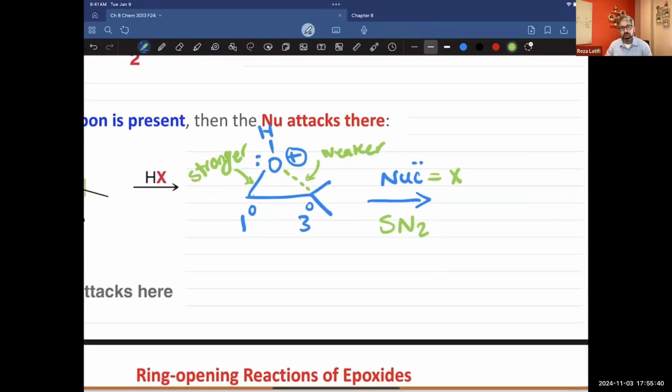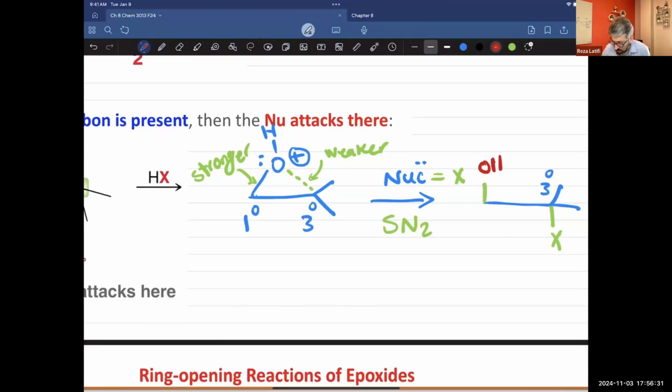Stronger bond. Okay, now the nucleophile is trying to reach the ring, and it will see one carbon with more substituents. Clearly, SN2 does not like more steric effect, but that bond is a weaker bond, and breaking it will be easier. Listen carefully. We have a steric effect on the tertiary carbon, but the connection between the tertiary carbon and oxygen is weaker than oxygen and a primary carbon. So what will happen in this case? The nucleophile will be added to the tertiary carbon. So X will show up here. This is the tertiary carbon, and OH will be on the primary carbon.